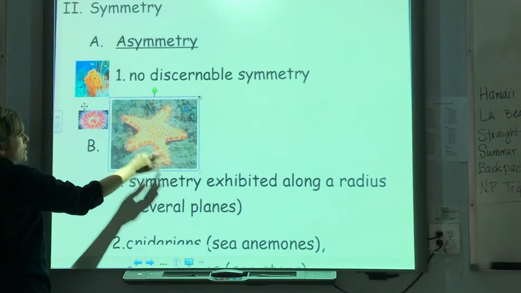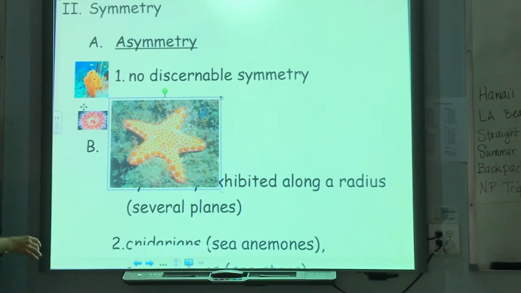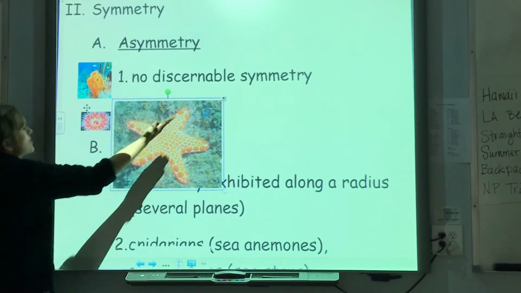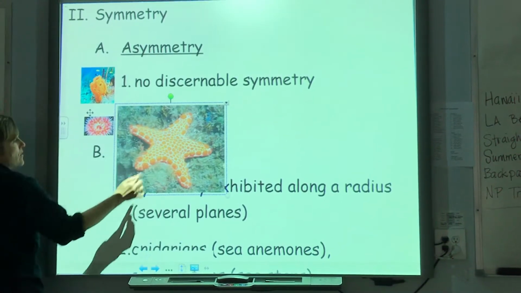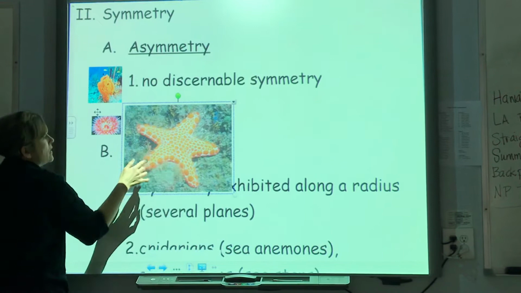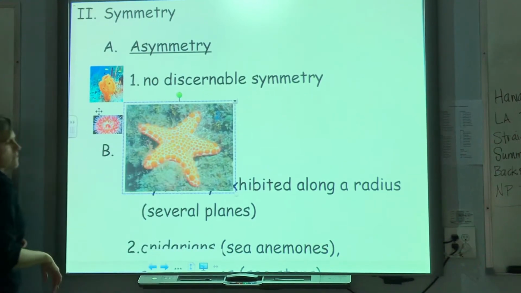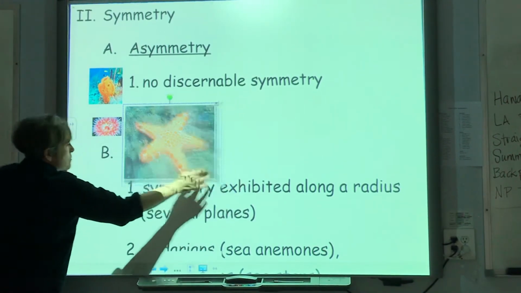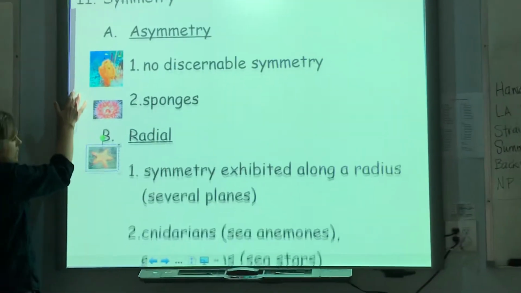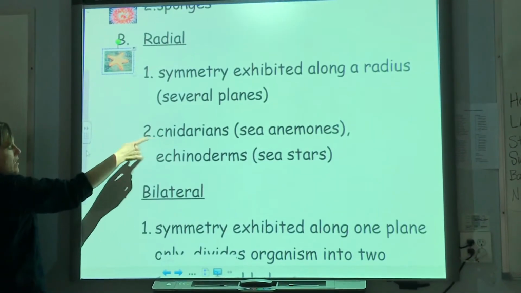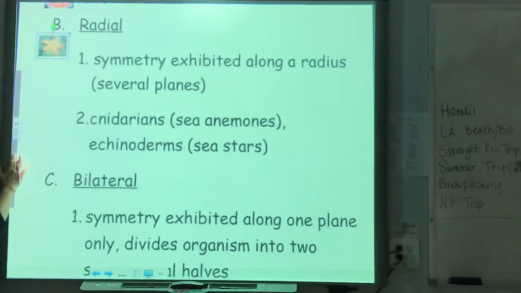Sea stars are also radially symmetrical because there are many lines I can draw through here, which would make one half of this animal look like the other half of this animal, right there. Okay, right there, all right? Radially symmetrical. So good examples of that are the cnidarians, like sea anemones, and the echinoderms, like the sea stars.